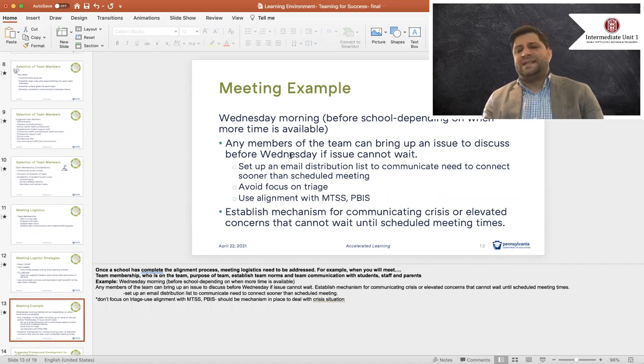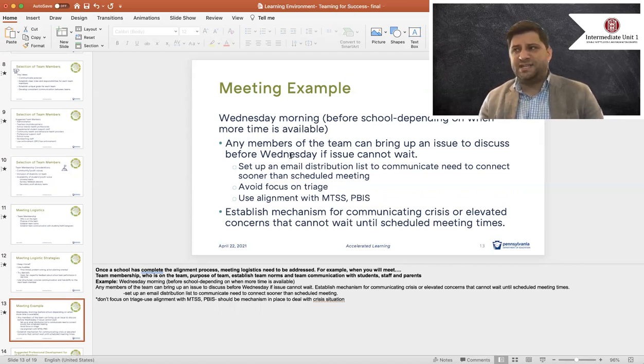So this just could be an example. Maybe your school team, this learning environment team, has decided to meet on Wednesday mornings. Maybe it's from 7:15 to 7:45 before the students get there. And the team norm is that any members of the team can bring up an issue to discuss before Wednesday if the issue cannot wait.